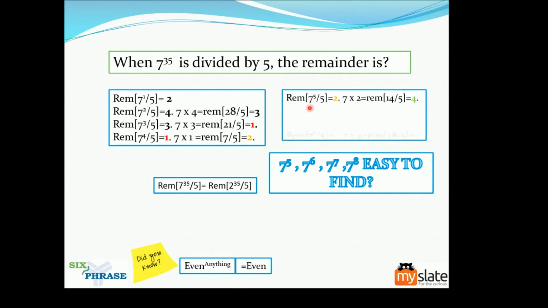Take this 7, multiply it by 2, you will get 14. So you will get 4. This 4, put it here. Okay, so that's it. You don't need to find 7 power 6. Not at all required. Okay, now how do you find 7 power 7?